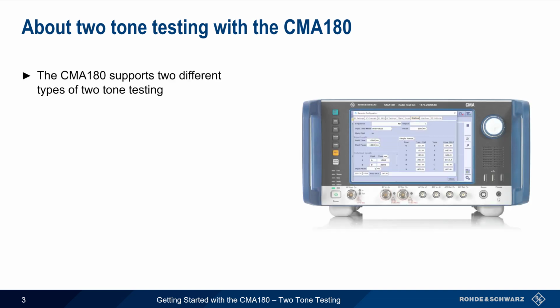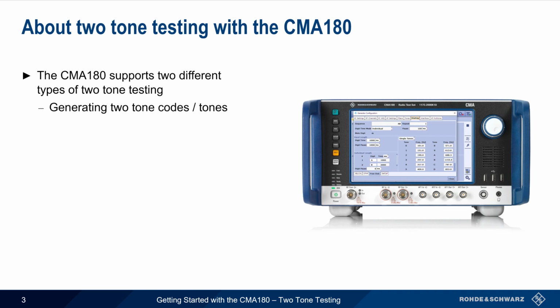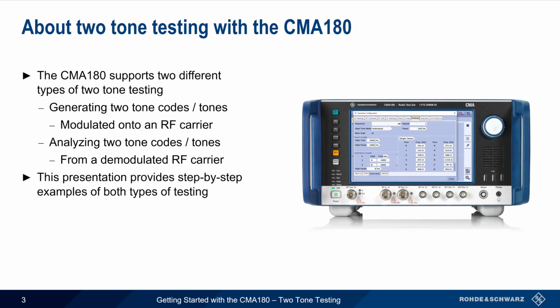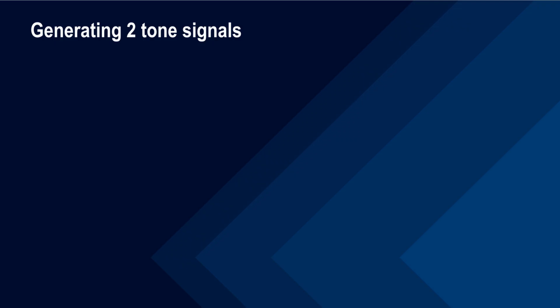Two-tone testing on the CMA180 falls into two different categories. The first is generating two-tone sequences, that is, modulating these tones onto a transmitted RF carrier. The second is analyzing two-tone sequences from a demodulated RF carrier. In this presentation, we'll explain and provide step-by-step examples for both generation and analysis of two-tone sequences. So let's begin by showing how to insert a two-tone sequence onto a transmitted RF carrier.